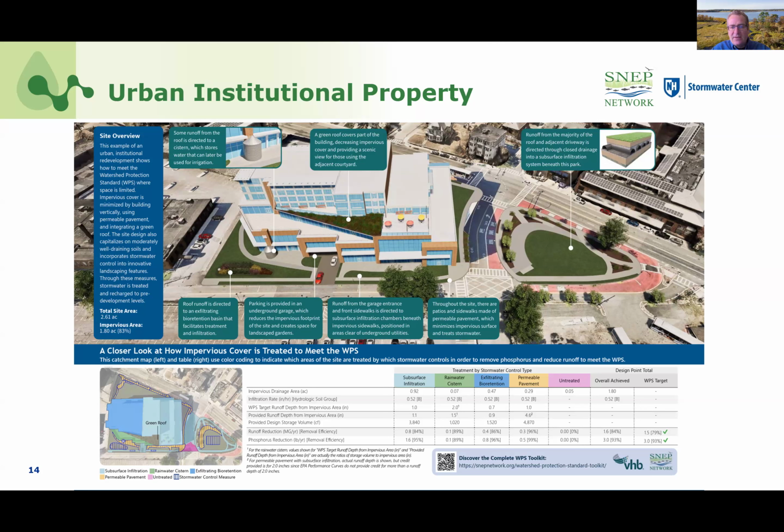This is an urban institutional property. So here there are B soils. So again, here we're utilizing the watershed protection standard to meet the requirement. And there are different stormwater controls, but overall on-site in this particular area, based on the amount of impervious cover and the soil group, we have a target of a 1.5-inch retention on site, and we were able to achieve 1.6.